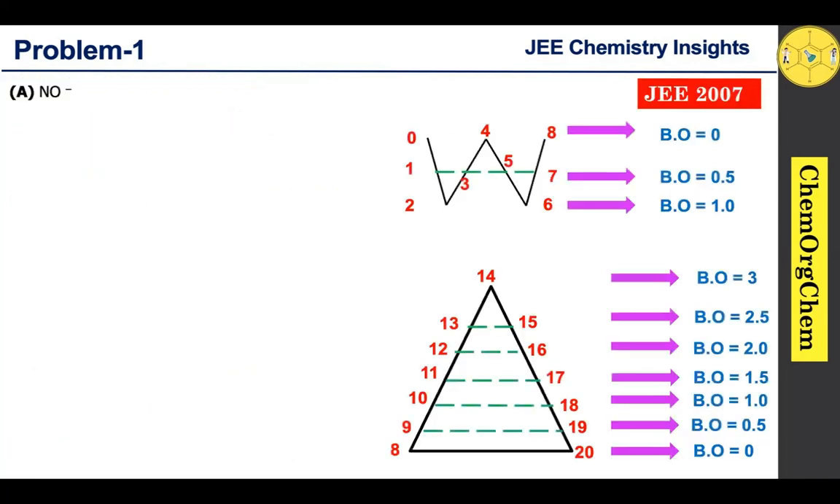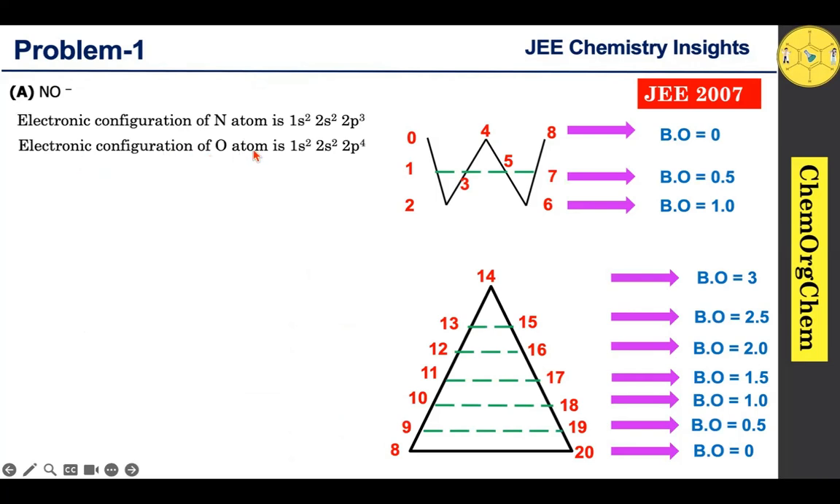Now you see the first option. NO minus is given. You should write down the electronic configuration of the nitrogen atom and the electronic configuration of the oxygen atom. Now you add all the electrons. The total number of electrons is 15. Here it is NO minus, so minus means that you should add one electron. So the total number of electrons is 16. Now you come to this diagram. Here you see 16 total electrons, so their bond order should be 2.